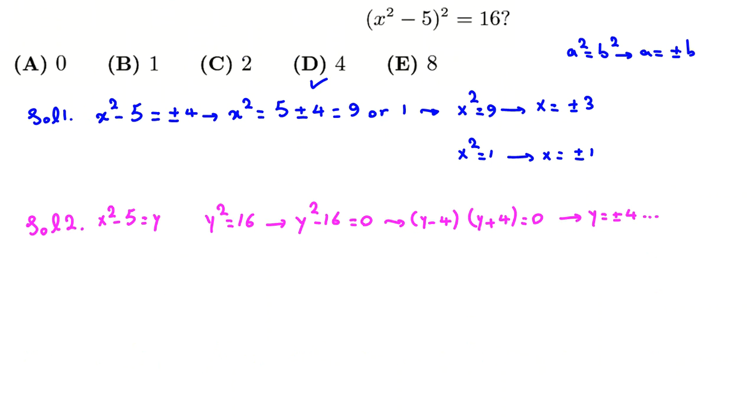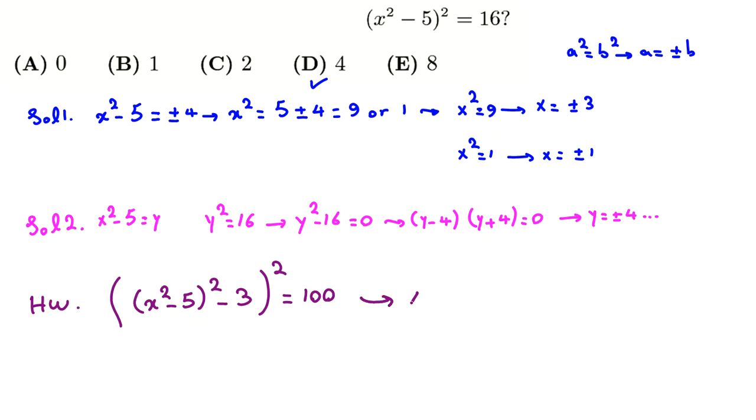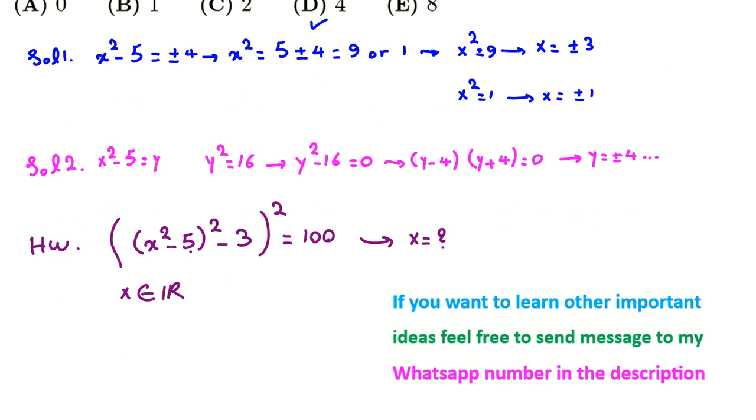Let me give you a homework. Try to solve this: x squared minus 5, squared, minus 3 squared equals, for example, 100. And then how many x's are there, where x is a real number? Try to solve this one and comment your answers right below this video.